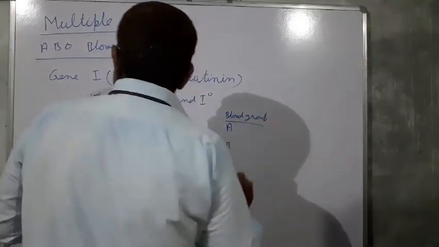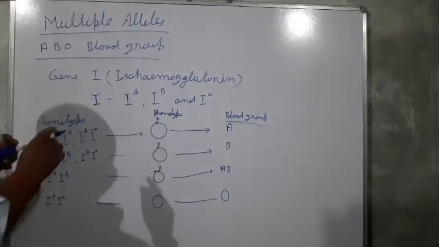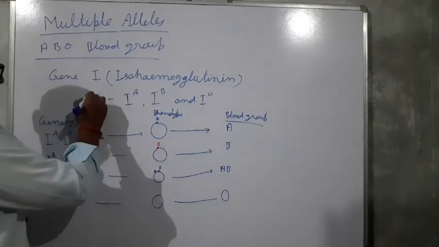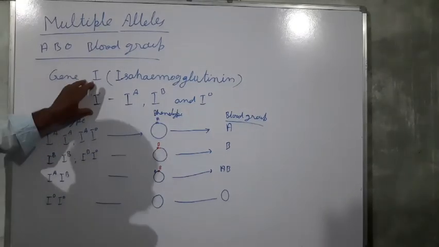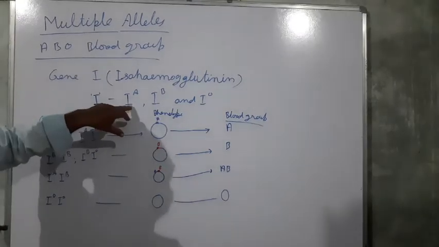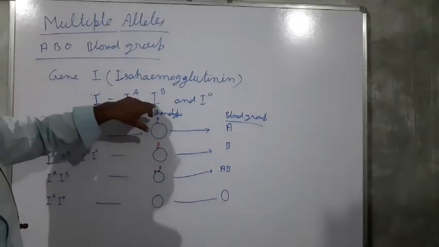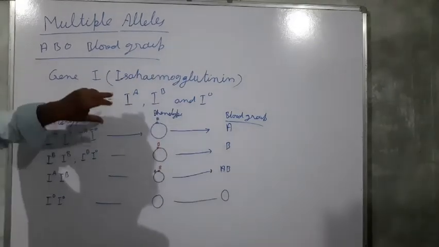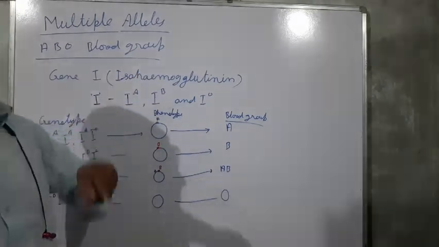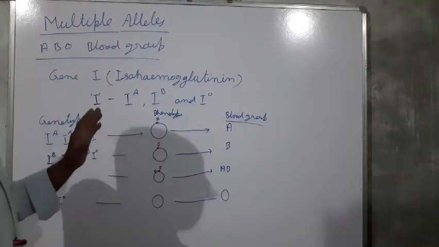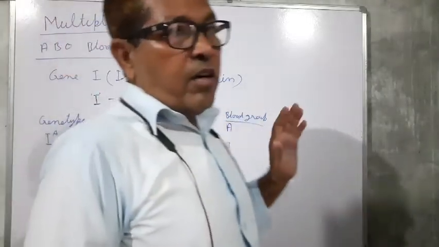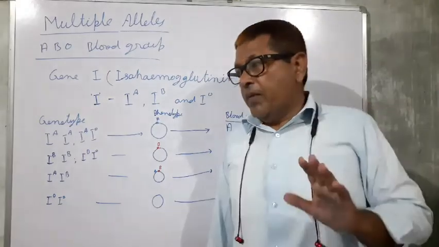So here, the I gene has three alleles, IA, IB and IO, and these alleles control the blood group of the individual.